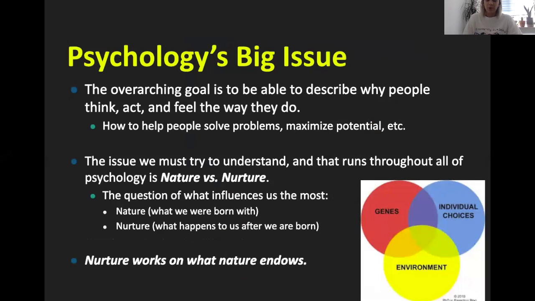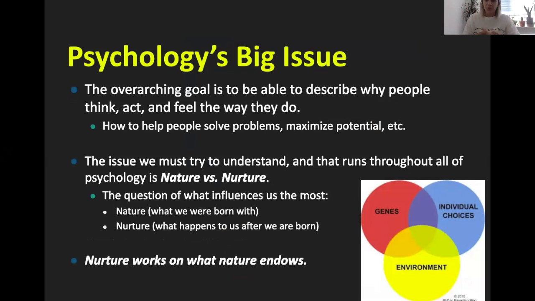So as we talked about with your homework questions yesterday, the major issue in psychology is the nature versus nurture debate. That is how much of our behavior and mental processes are a result of our genetics and our physiology, and how much is a result of our environment and interactions with others. So ultimately, the goal of psychology is to be able to describe why people think, act, and feel the way they do.